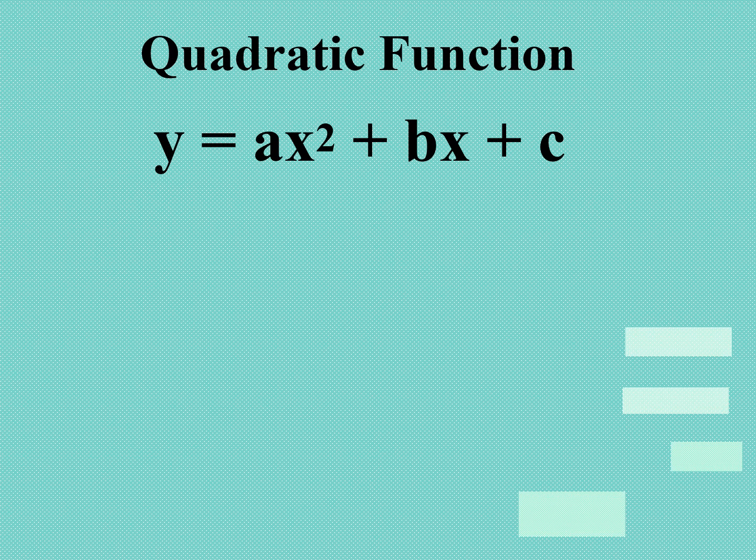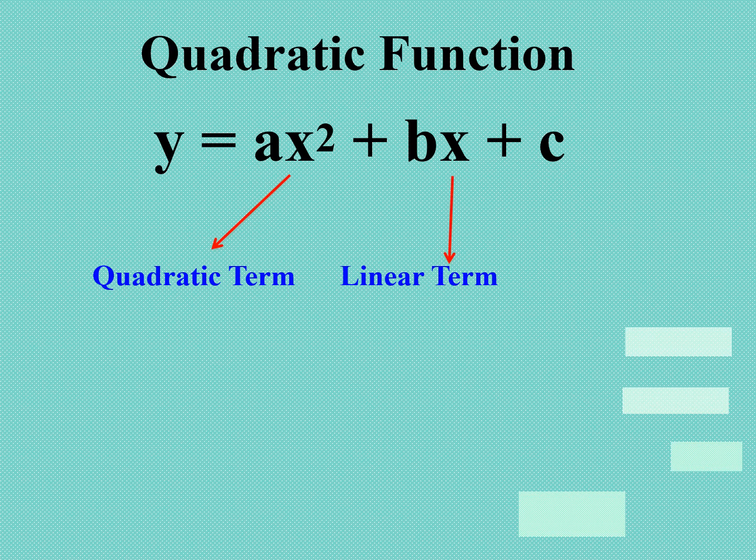But before that, let's first have a review about quadratic functions. We all know that a quadratic function is in the form y is equal to ax squared plus bx plus c, where ax squared is the quadratic term, bx is the linear term, and c is the constant term.